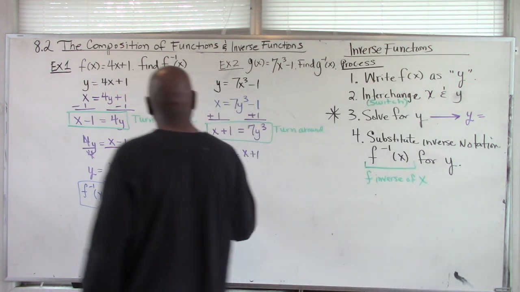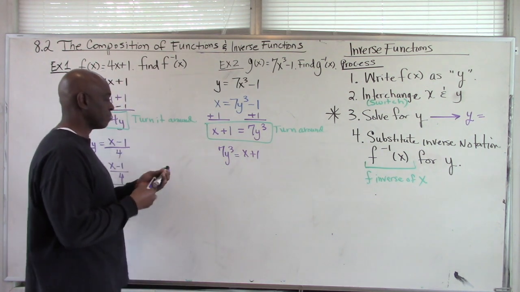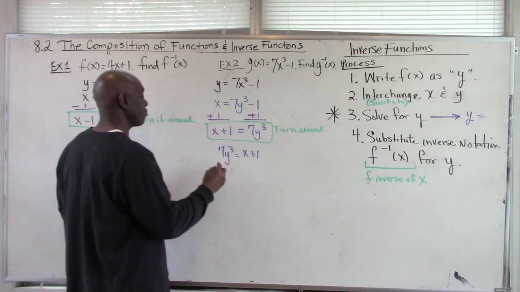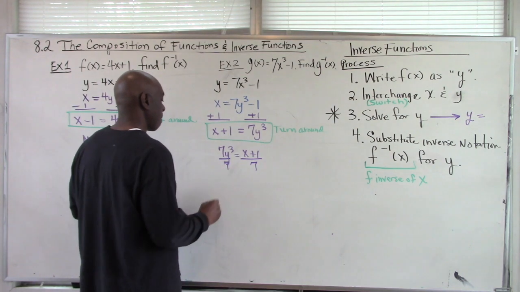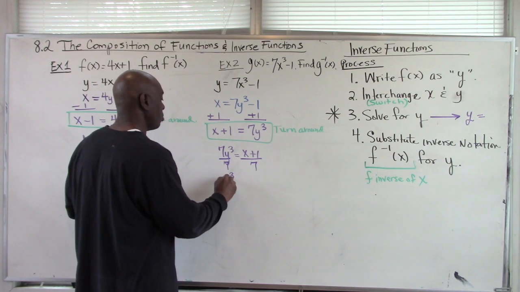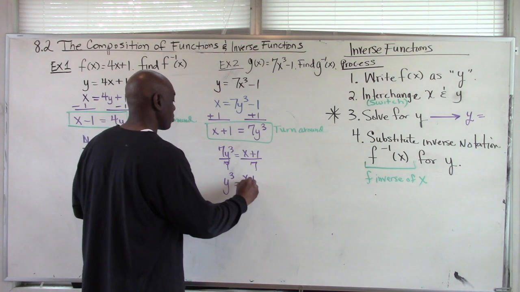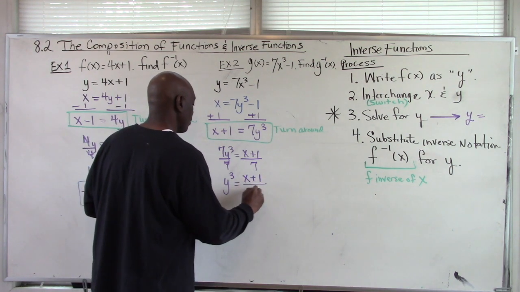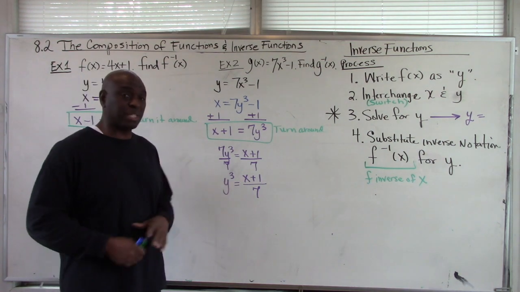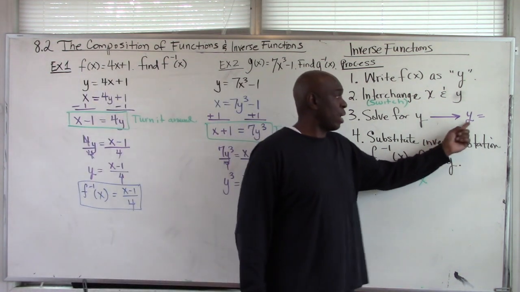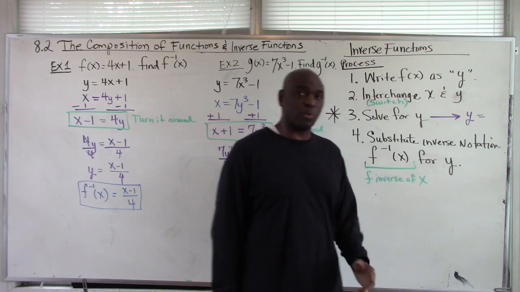All right, so now let's solve that for y. So divide both sides by 7. And so y cubed equals x plus 1 over 7. Now the question becomes, you have y cubed. That's not what we want. I want y, power 1. Y equals, not y cubed.